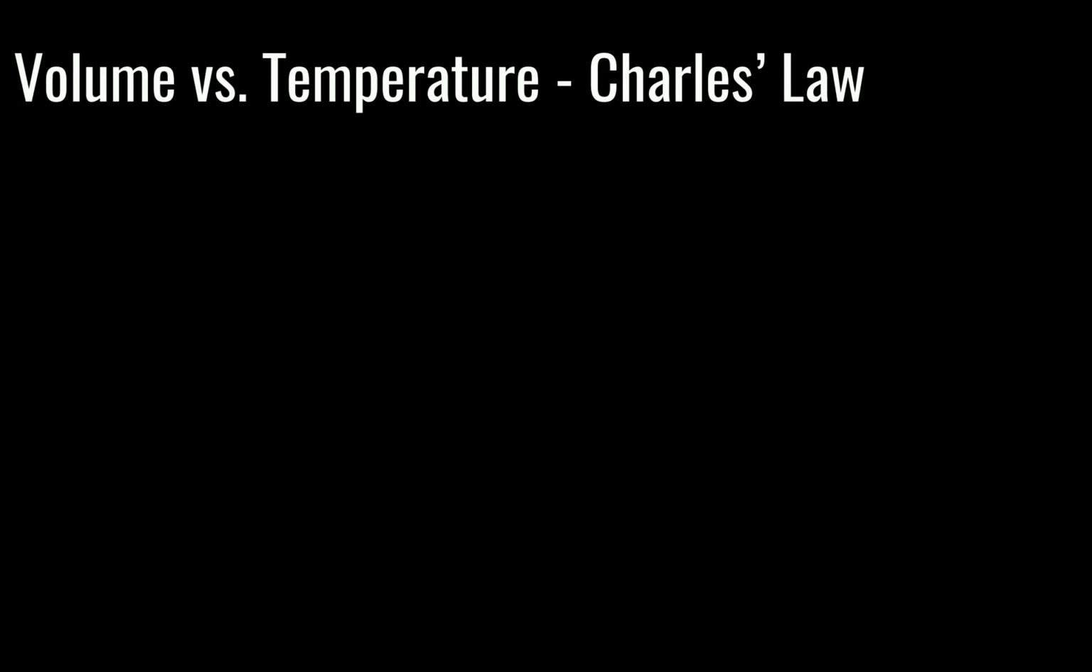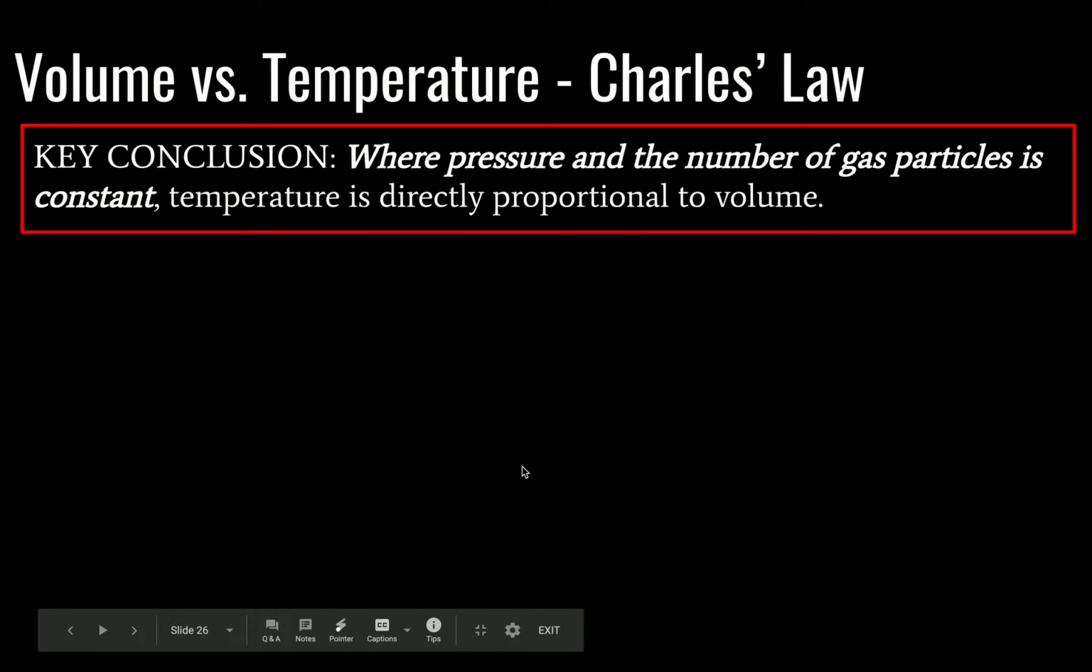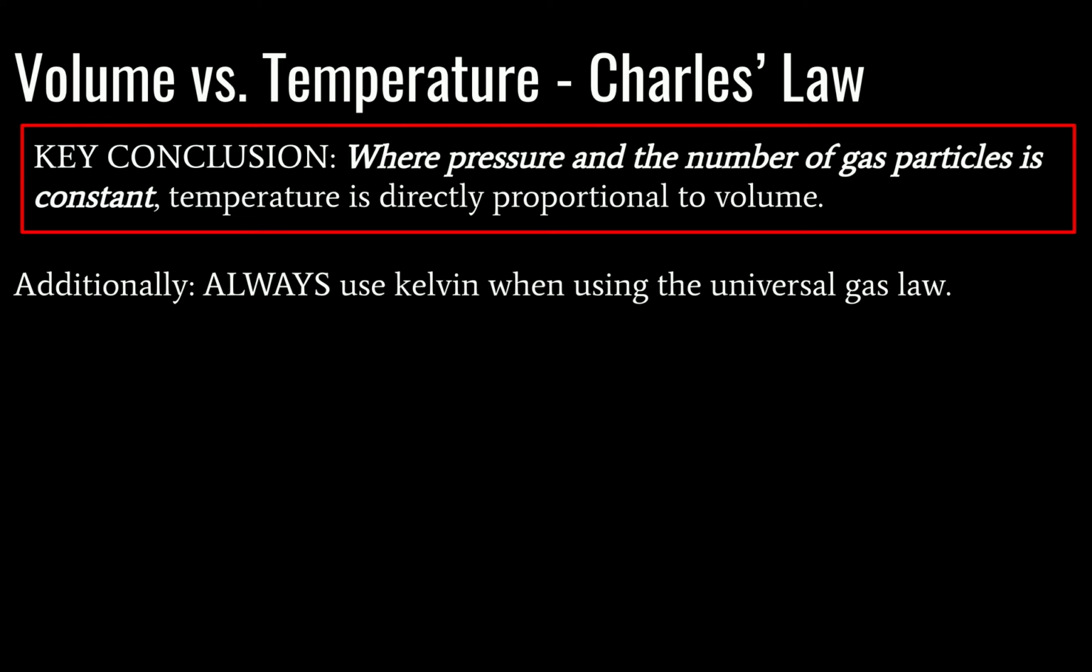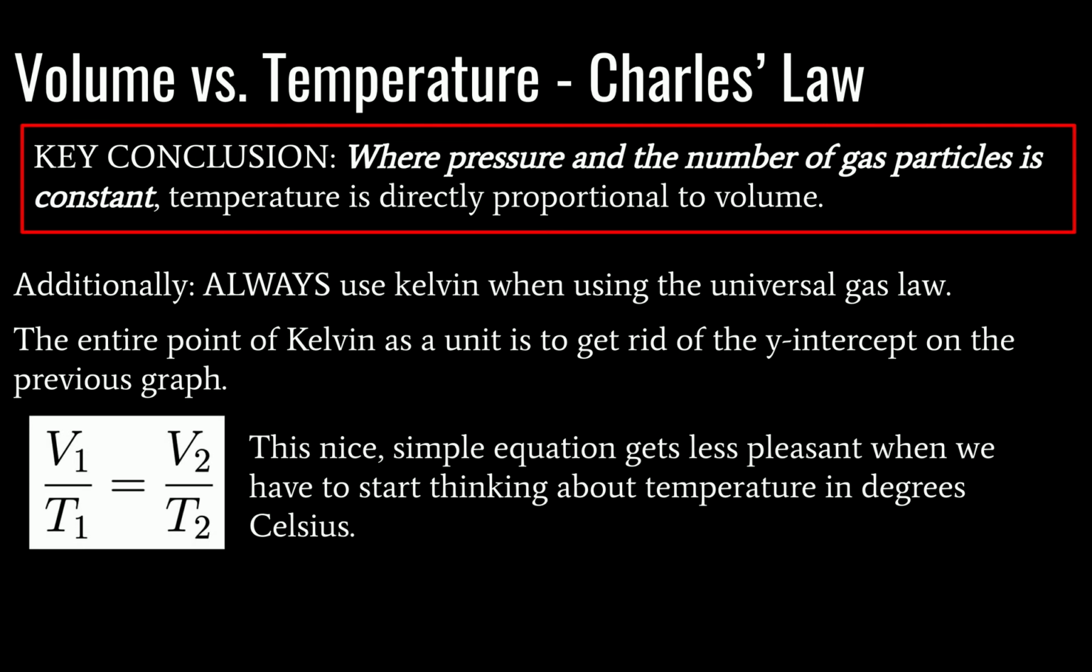So this is called Charles' law. Our key conclusion here is that where pressure and the number of gas particles is constant, temperature will be directly proportional to volume. Additionally, you should always use Kelvin when using the universal gas law. The whole point of using Kelvin is to get rid of that y-intercept. This nice simple equation starts getting uglier when we have to include things like y-intercepts.